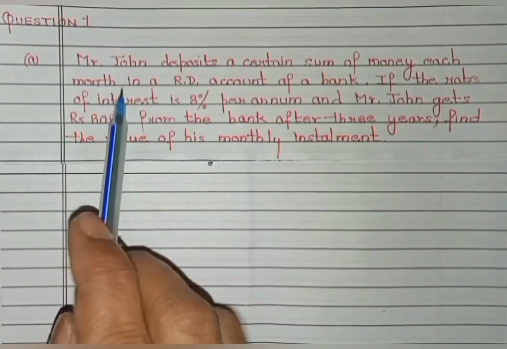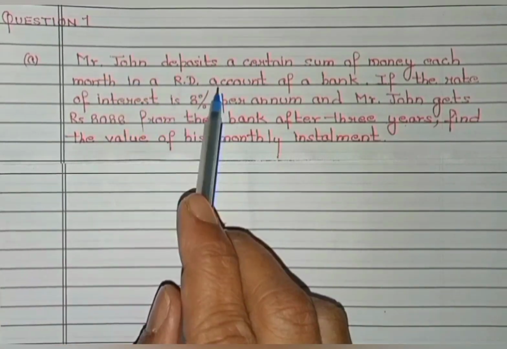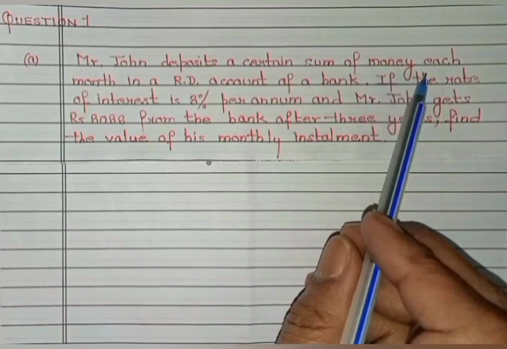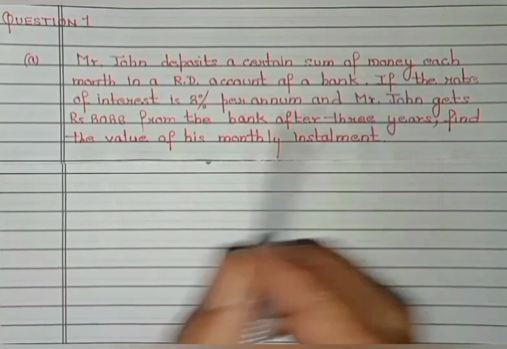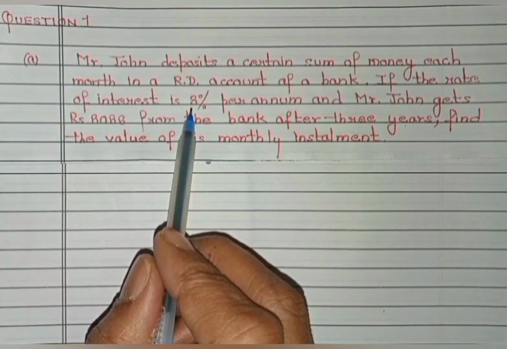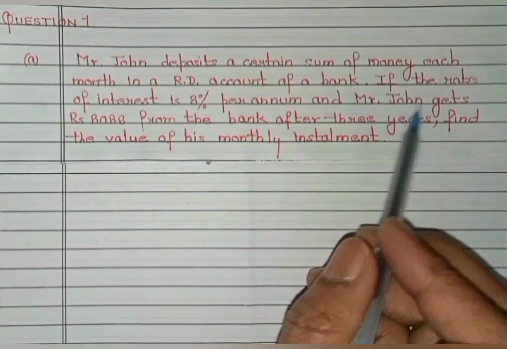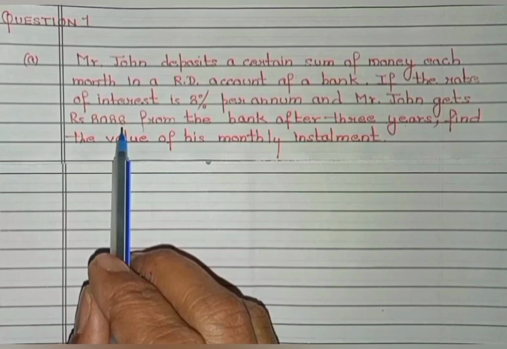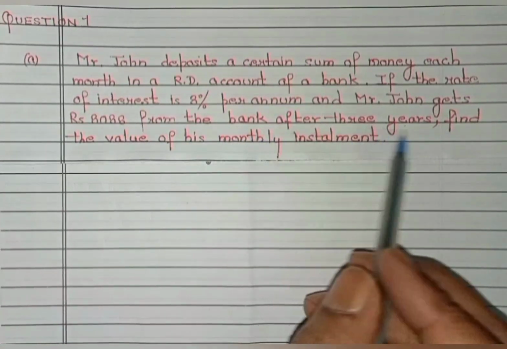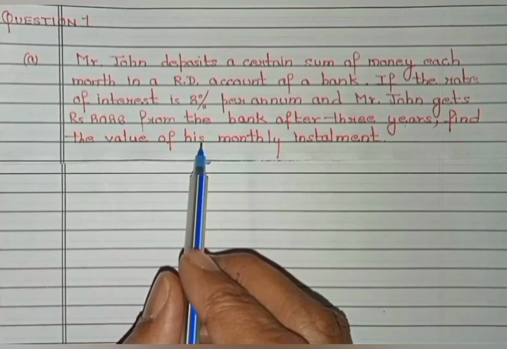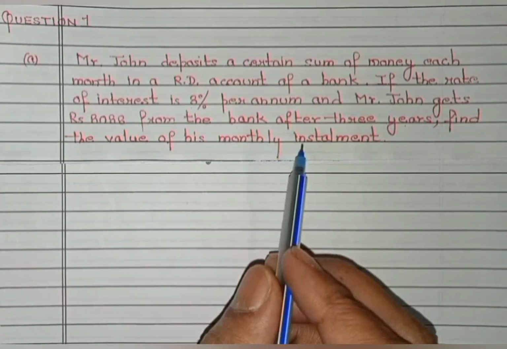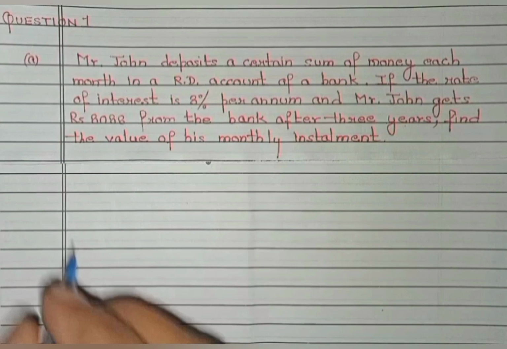In the question it's given, Mr. John deposits a certain sum of money each month in an RD account of a bank. If the rate of interest is 8% per annum and Mr. John gets rupees 8,088 from the bank after 3 years, find the value of his monthly installment. Now in the question we need to find the value of the monthly installment.